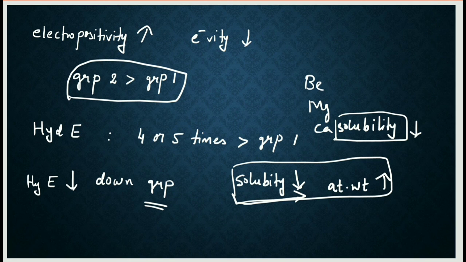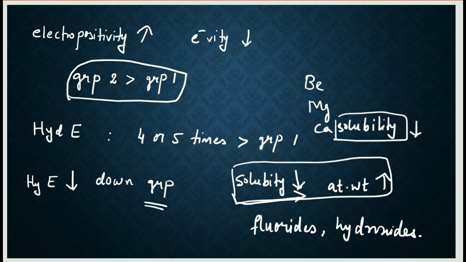There is an exceptional case for solubility also: the fluorides and hydroxides have the reverse order. That means for all other calcium salts, the solubility is low. But when it comes to calcium fluoride or calcium hydroxide, the solubility is greater.